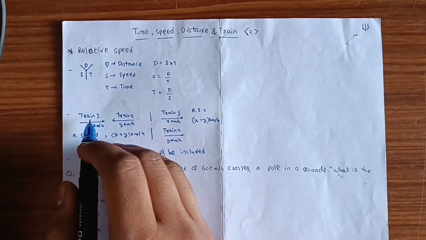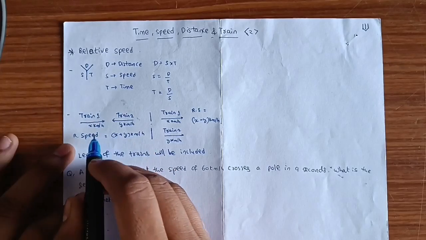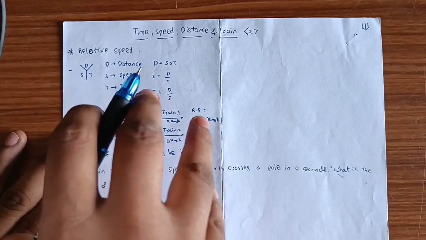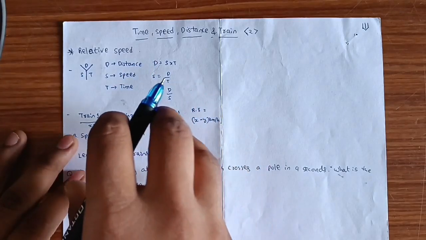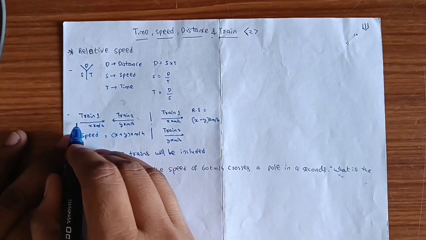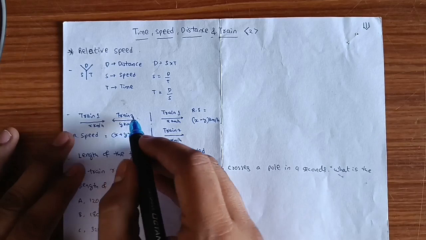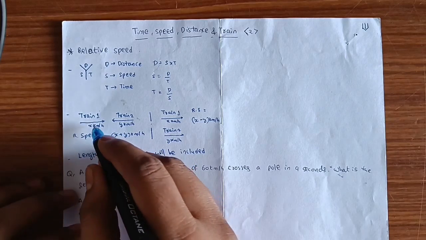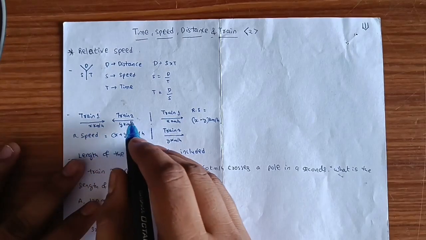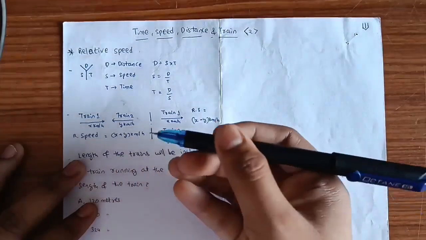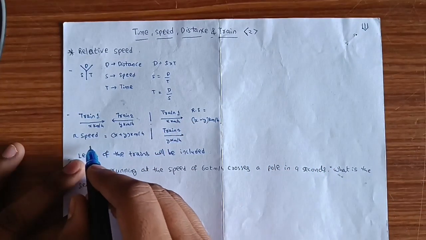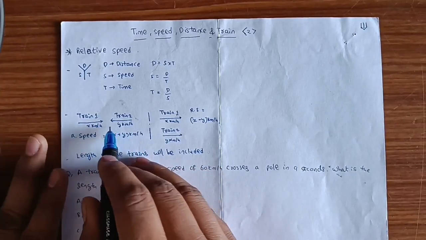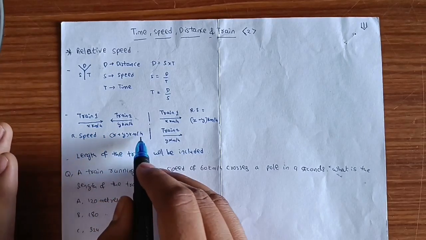Now let us move to the next concept in relative speed. In relative speed we mostly observe trains as the objects. Train 1 is moving in one direction and train 2 is moving in the opposite direction of train 1. Train 1 is moving with speed x kilometer per hour and train 2 with speed y kilometer per hour. They are moving towards each other. Then the relative speed is the addition of both speeds, x plus y kilometer per hour.